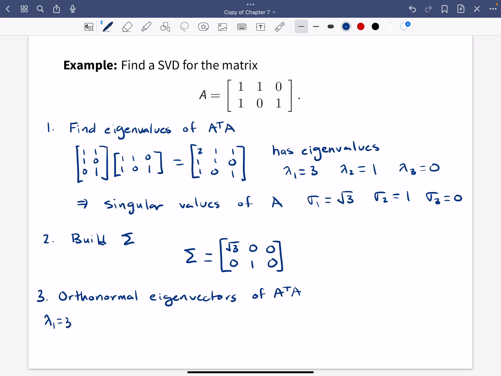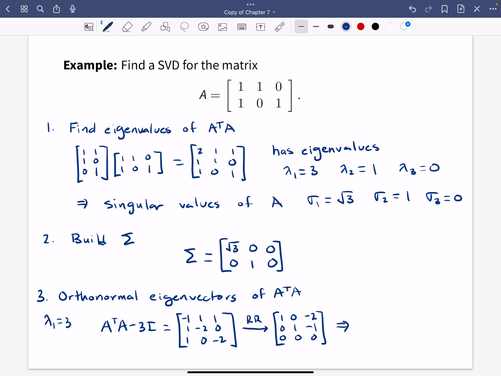So for lambda 1 equal to 3, we're going to compute A transpose A minus 3 times the identity. So we're going to subtract 3 off the diagonal of A transpose A. It's going to give us negative 1, 1, 1, 1, negative 2, 0, and 1, 0, negative 2. Now if we row reduce this, it's going to be 1, 0, negative 2, 0, 1, negative 1, and 0, 0, 0. Just to make it clear, I didn't eyeball that. I had the answer written down, but all I did was row reduce this. If you can't just eyeball it, don't feel bad.